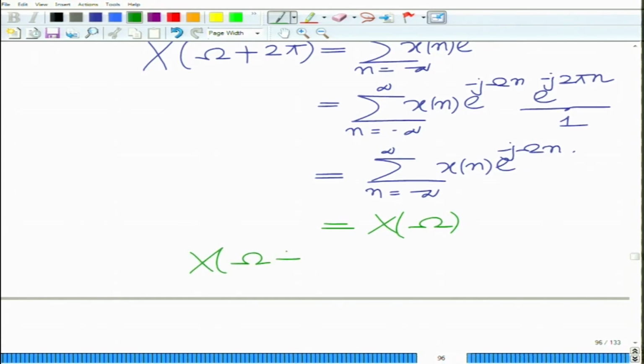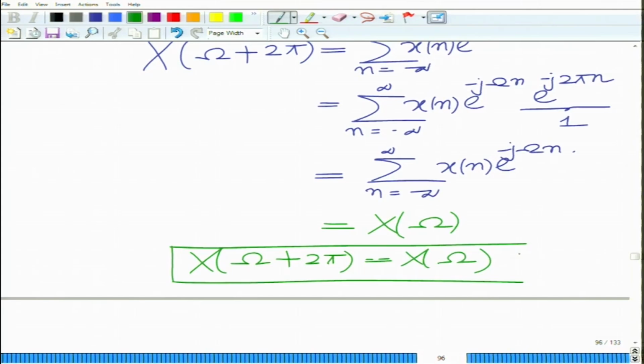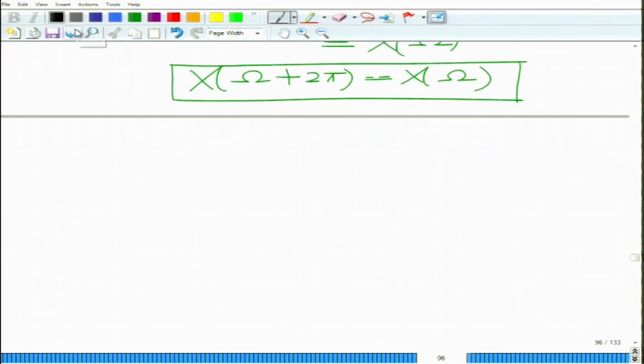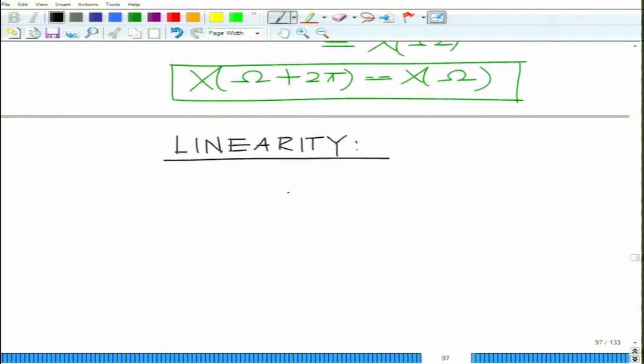So, we have X(omega plus 2 pi) equals X(omega). The DTFT is periodic, and the fundamental period is 2 pi. Let us look at some other properties. One of the simplest properties, which is obeyed by all the transforms that we have seen before, and the DTFT is no exception, is linearity.